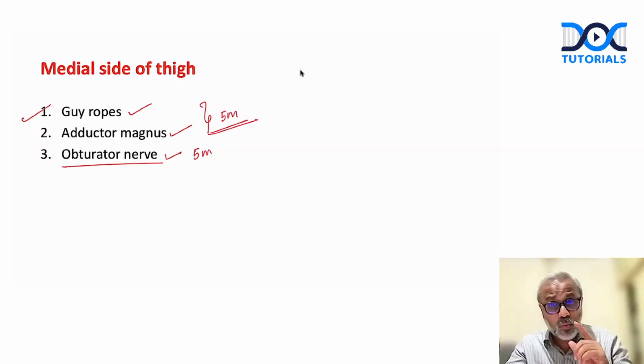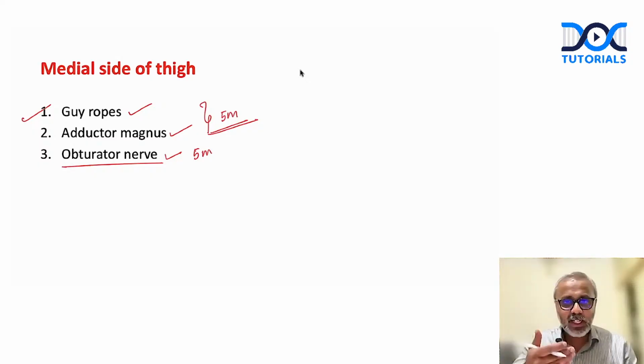In one of the universities, a question was asked: if there is a patient who presents to the emergency department with anterior dislocation of the hip, which nerve is most likely to be injured? Describe the formation, course, relation, branches, and clinical anatomy of this nerve.